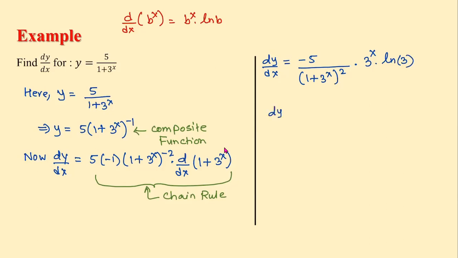So my final answer is that the derivative of the function y with respect to x is equal to, okay, let's multiply constant with constant. So that will be -5 natural log 3. And the variable we have here is 3 to the x, divided by, in the denominator, 1 plus 3 to the x quantity squared. So that is the derivative of this exponential function given here in the form of a fraction.